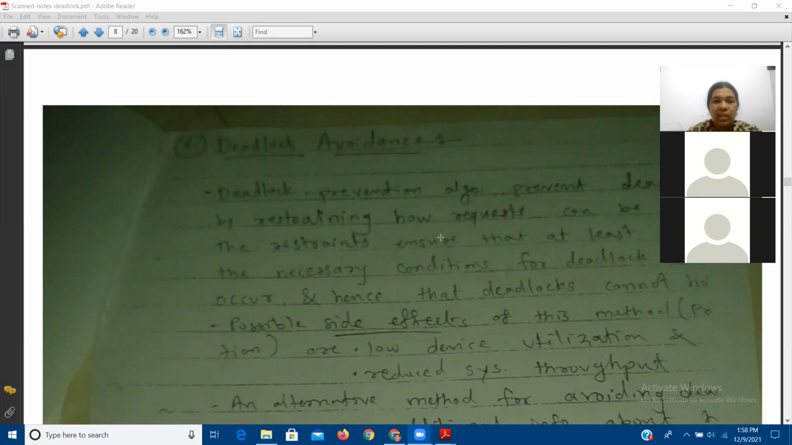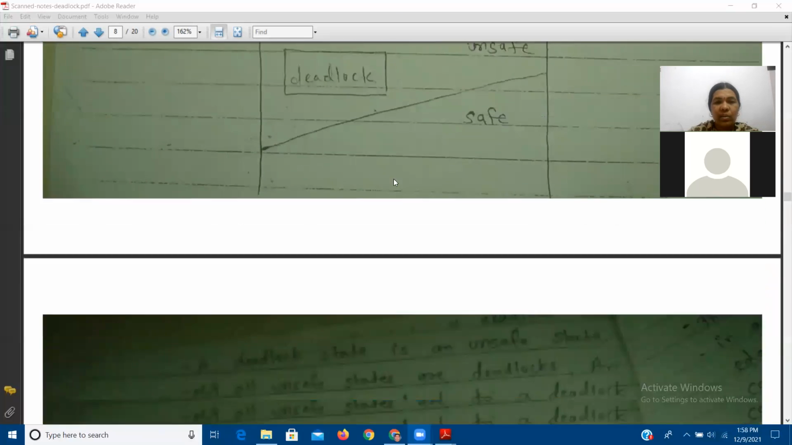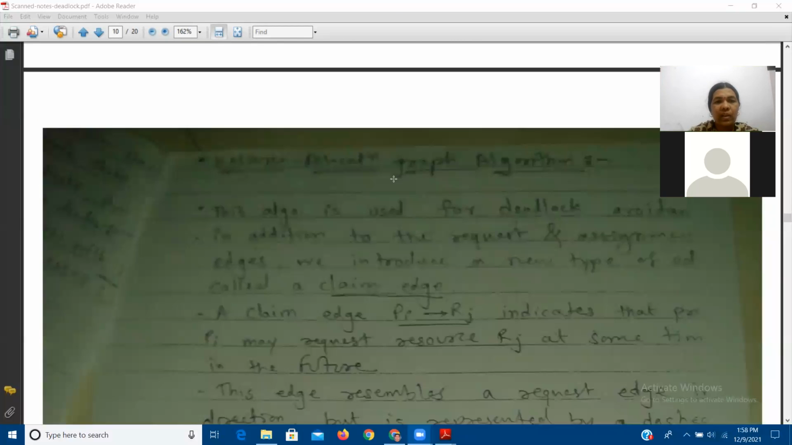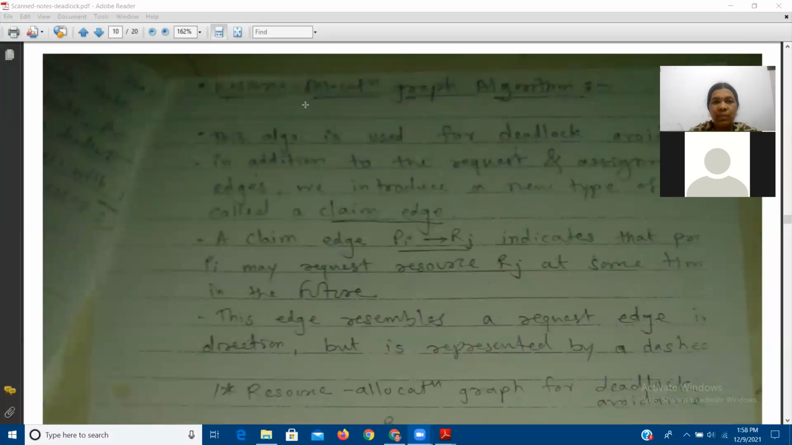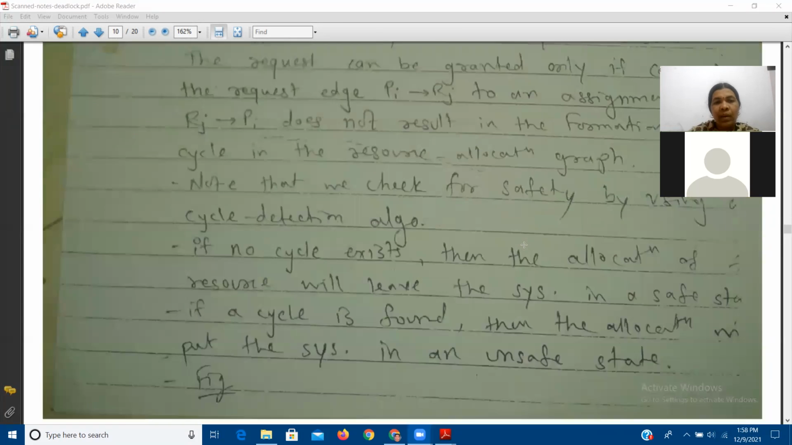Today we'll discuss two algorithms under deadlock avoidance. One is the Banker's algorithm, where we discuss the safe sequence, and in Banker's algorithm two sub-algorithms are there. We'll discuss first Banker's algorithm, then the resource allocation graph algorithm. So two algorithms are there: one is Banker's algorithm, another is the resource allocation graph algorithm. We'll discuss the resource allocation graph algorithm after Banker's algorithm. First of all, we'll switch to the Banker's algorithm.